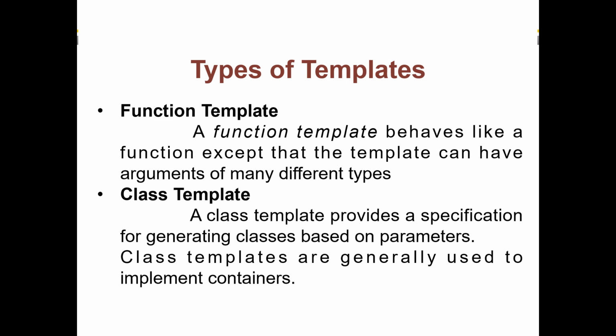Types of templates. Here we have two types of template. One is the function template, another one is the class template. A function template allows you to write a function that can work with different data types. You define the function once using a template. This template specifies a placeholder for the data type you want to use. For example, you can write a function template to compare two values, and the function will work whether you pass in integers, floats or strings.